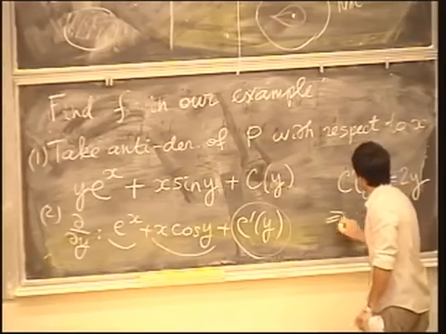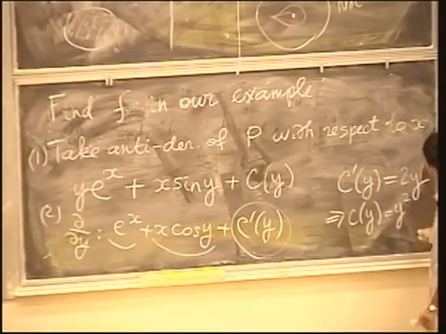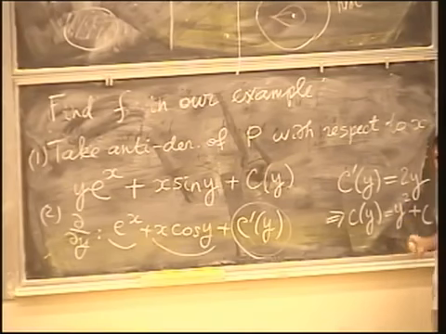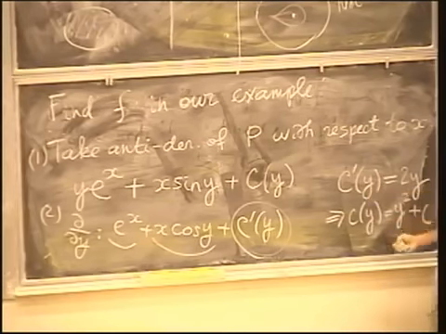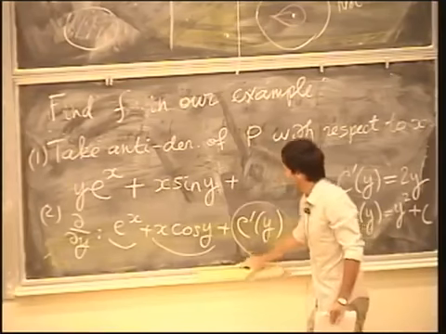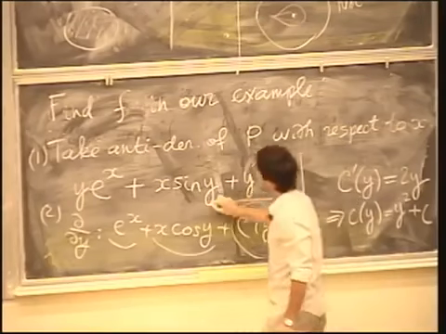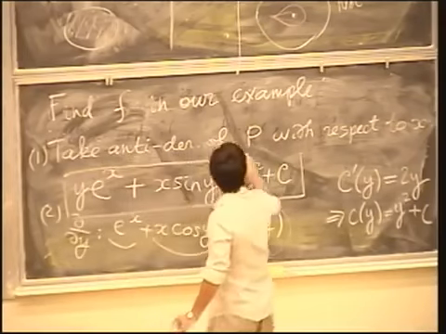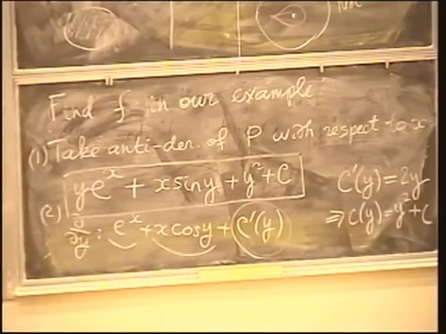And that means that c of y is y squared plus a constant, which is now an honest constant because now we are dealing with a function in one variable, right? So the answer is this function plus y squared plus a constant. And that's how you find the function f for conservative vector fields. All right, so we'll continue next time. Have a good weekend.